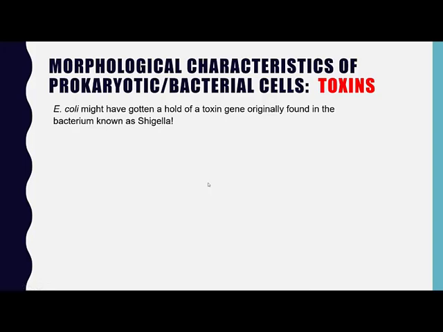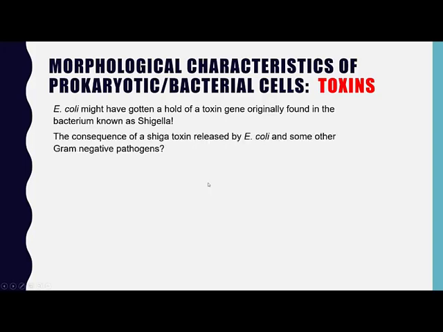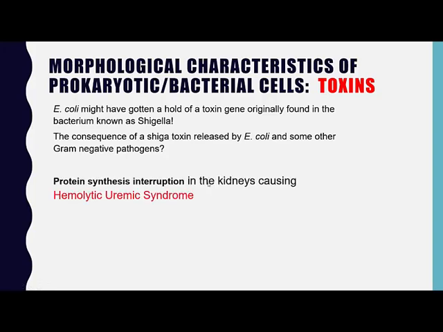Now, where did E. coli get the really nasty genes to make an exotoxin? Well, probably from its environment. It got a hold of a toxin gene originally found in a bacterium known as Shigella. Shigella is like Salmonella, only usually worse. Okay. The consequence of getting that: if the E. coli has the Shigella gene, it makes the Shiga toxin. And it can be released by E. coli. Now, there are some other gram-negative bacteria that also will grab this toxin.